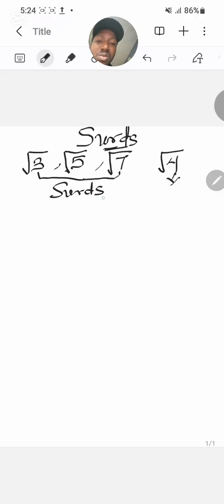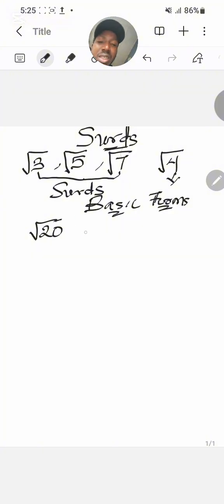So first of all, we are going to be looking at the basic forms of surds. What do we mean by basic? We mean how can we simplify surds in such a way that it will be smaller than what we are originally given. For instance, root 20 is not yet in its basic form. So how do I make it to be in its basic form?